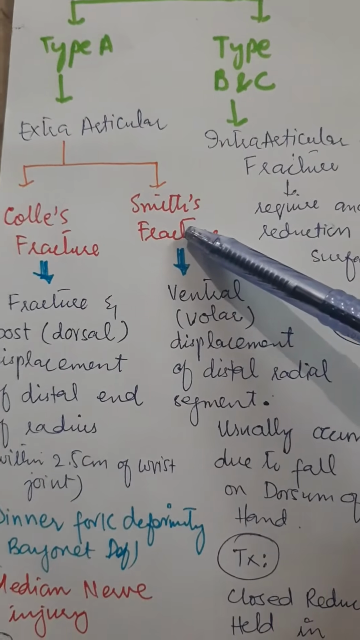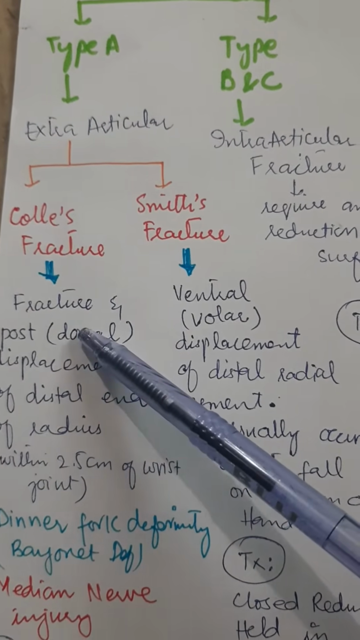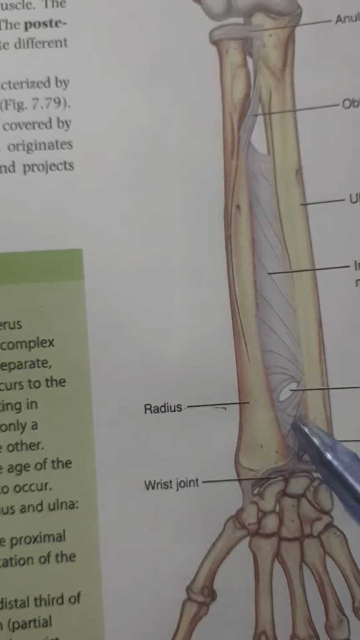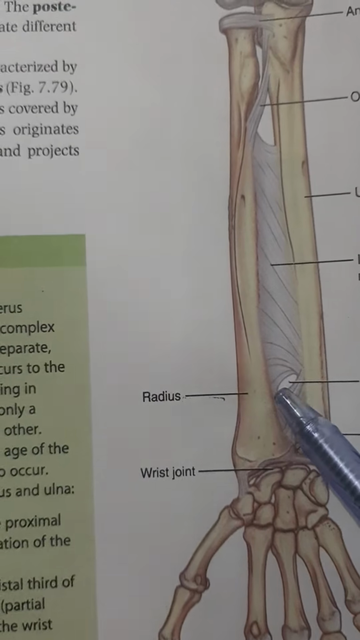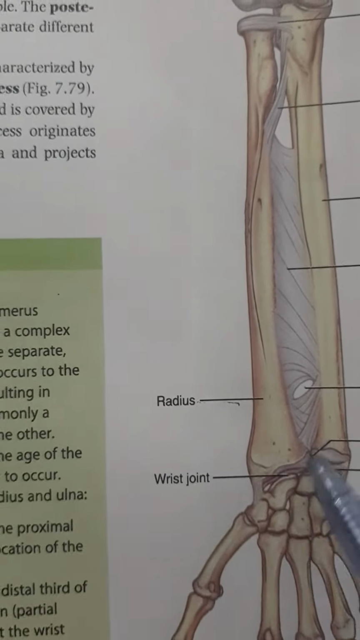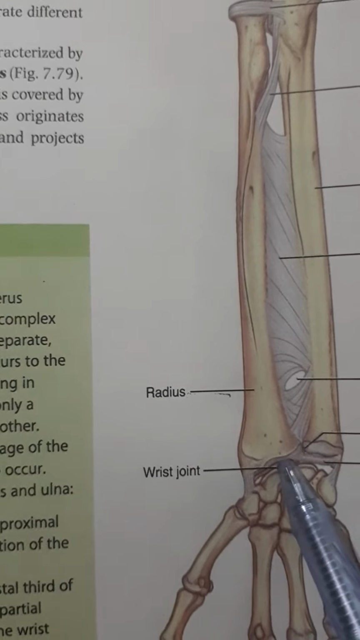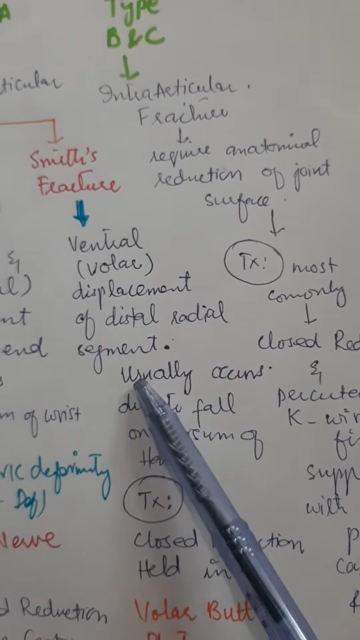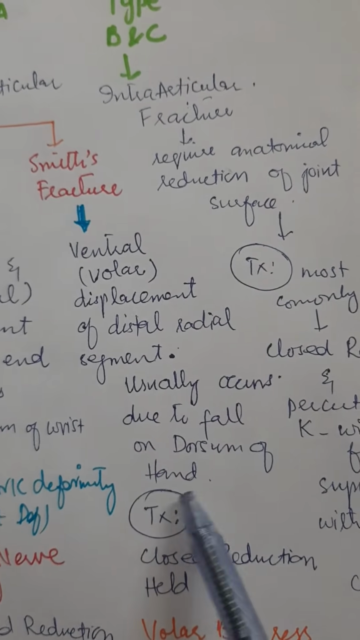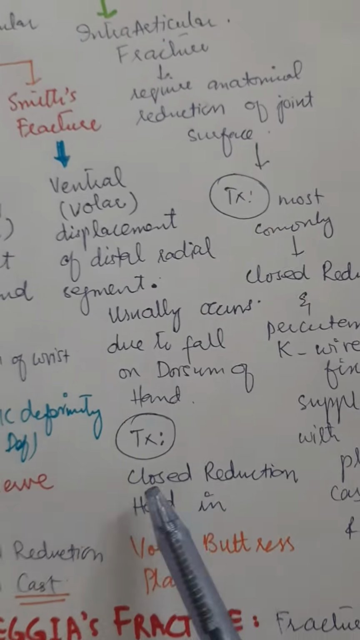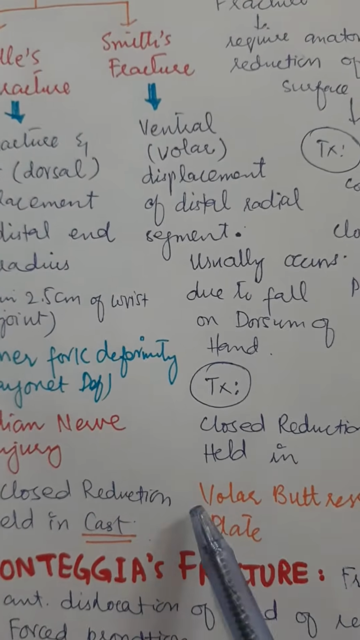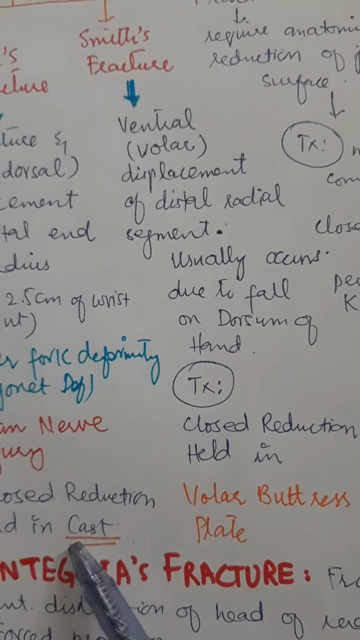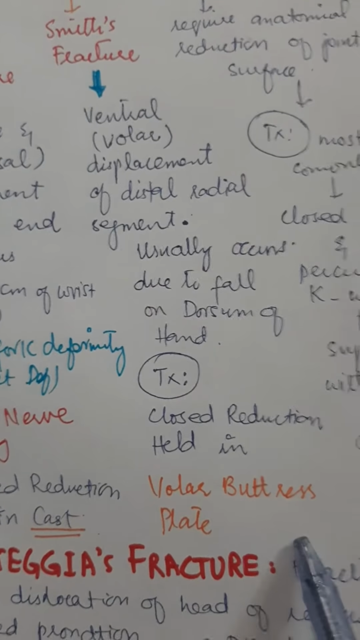Now comes the Smith's fracture. It is the same as that of the Colles fracture, but the fractured distal radial end moves ventrally, towards the ventral side or volar side. It usually occurs due to a fall on the dorsum of the hand. Treatment is closed reduction, and it is held in a volar buttress plate, as it usually slips from the cast.